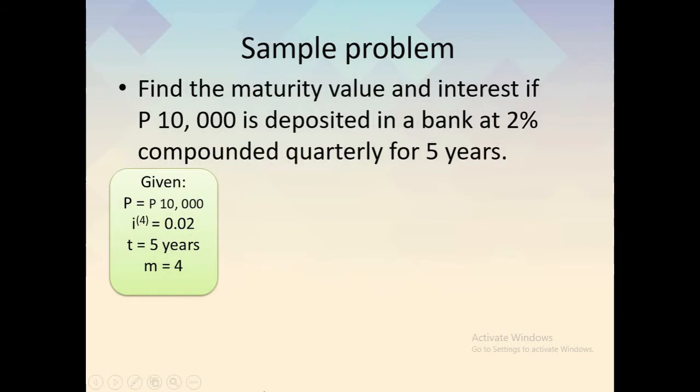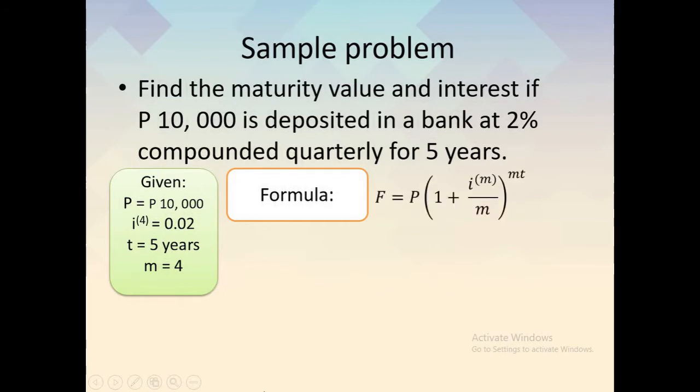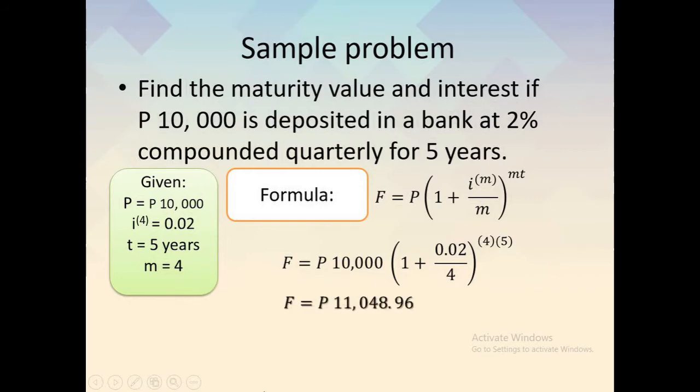So let's now have the formula. F is equal to P times the quantity (1 plus i^(m) over m) to the power of mt. So F, or the future value or the maturity value, is 10,000 pesos multiplied by (1 plus 0.02 over 4) to the power of 4 times 5. The result is 11,048 pesos and 96 centavos.